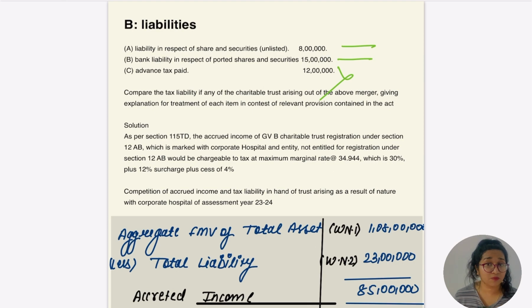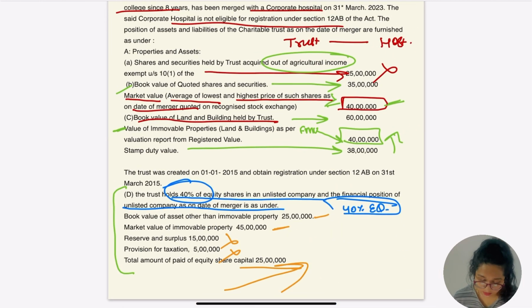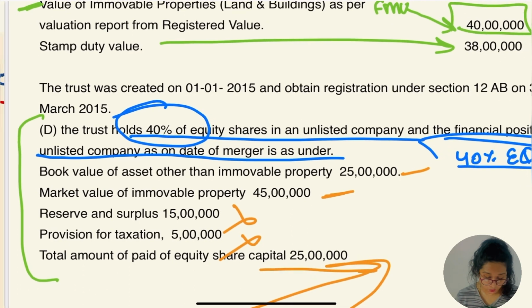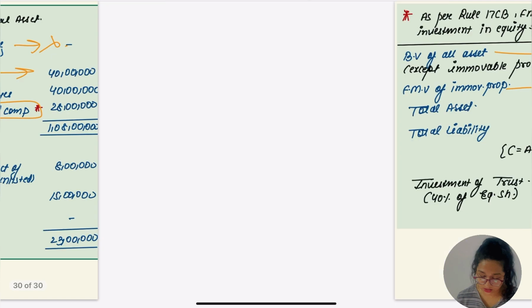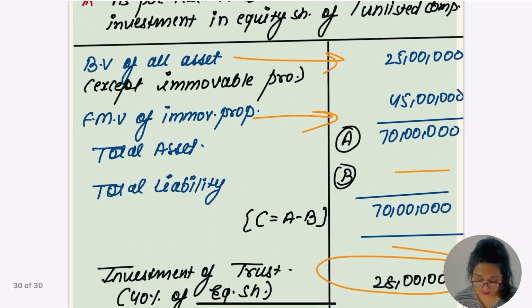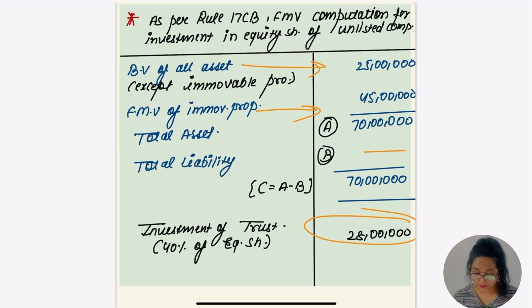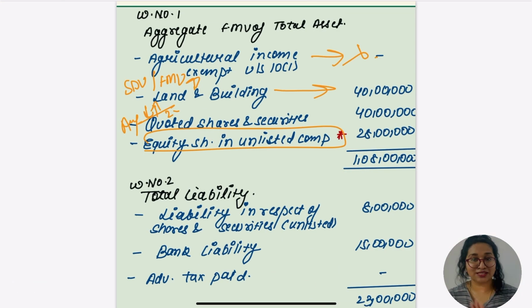Do we have any liability with us in this part? For only this part, I'm talking about this part. In this question there is liability, but for this part I'm talking about this part again. Okay, so do we have any liability? No, we are not going to take the reserve and surplus. We are not going to take the provision of taxation here. Okay, so for 17 CB there is no liability. So investment of trust is going to be 28 lakh, which is going to be 40% as per rule 17 CB. Okay, this was the fair market value computation for the investment in equity share of the unlisted company. Okay, so this part is clear now.